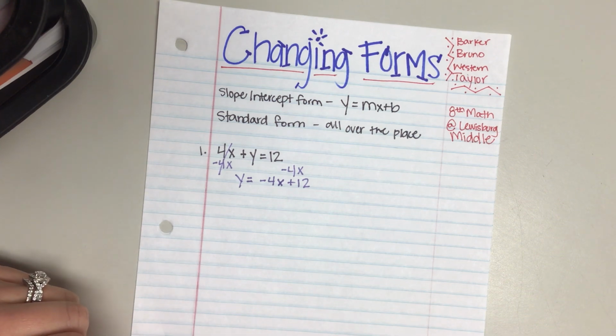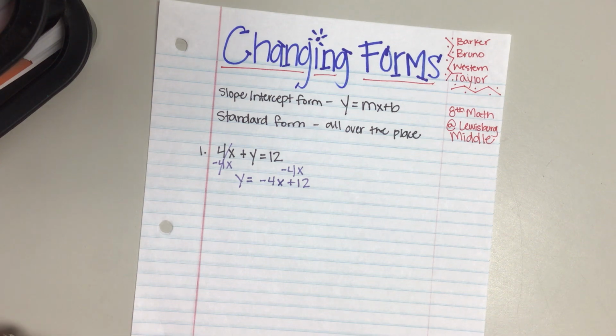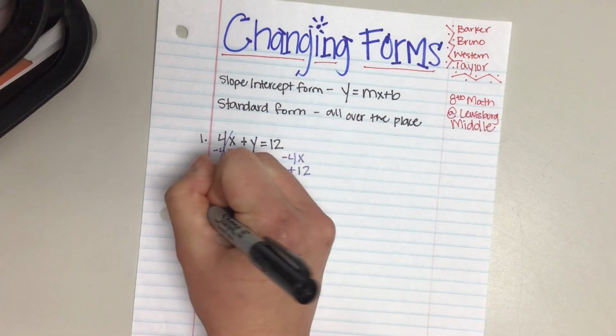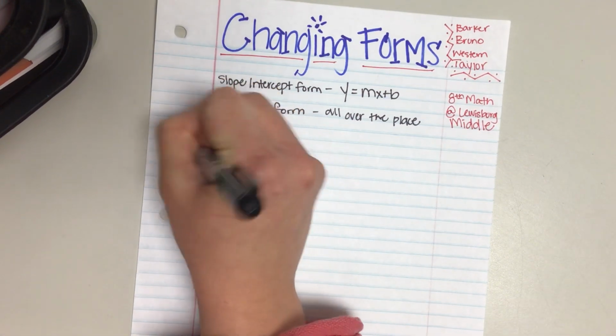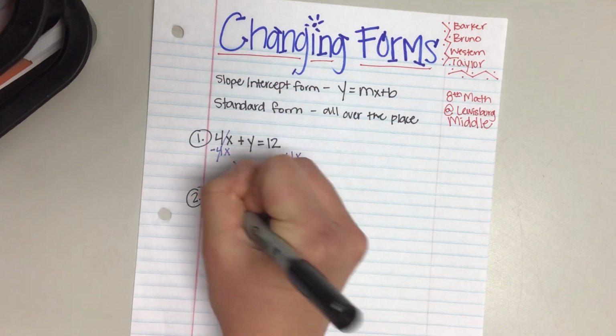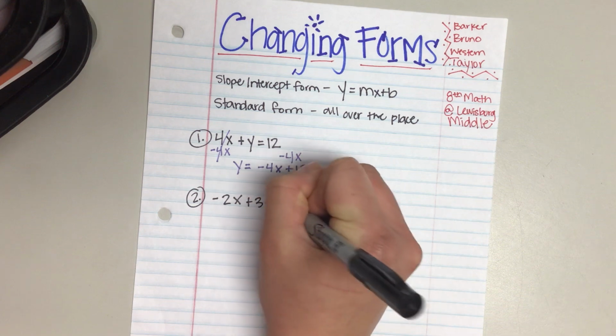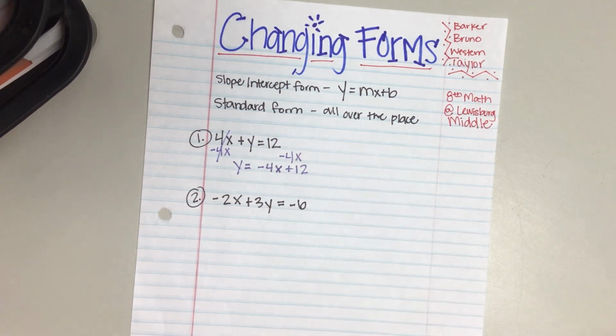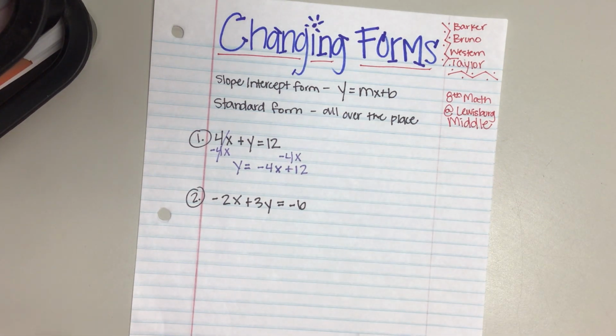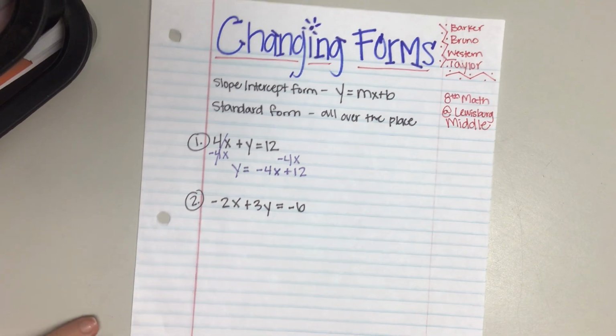Let's go ahead and do one more example while you have your worksheet handy. Let's look at example number 2. That's a great example because y has something with it. So number 2 is negative 2x plus 3y equals negative 6. Okay, so the first thing that you need to do is move your 2x to the right side by using inverse operation.